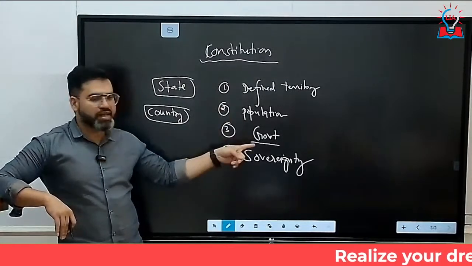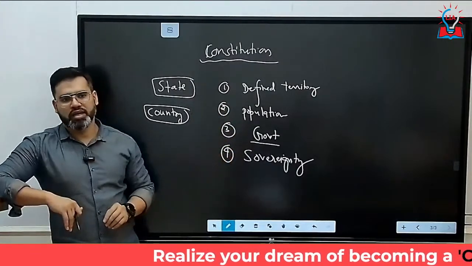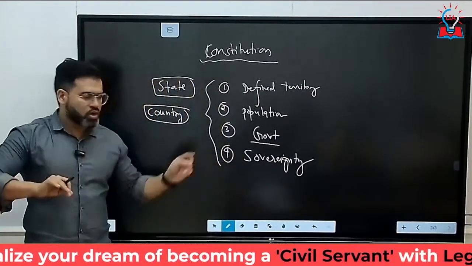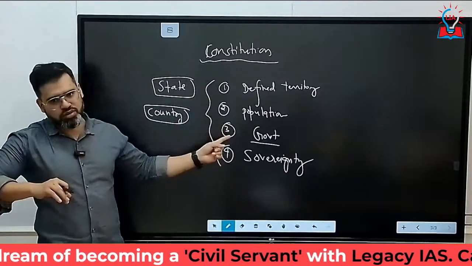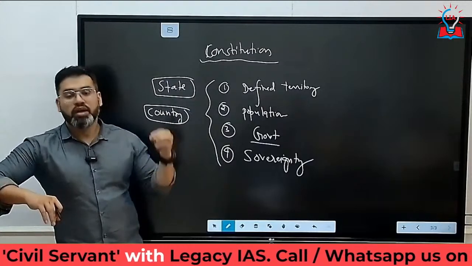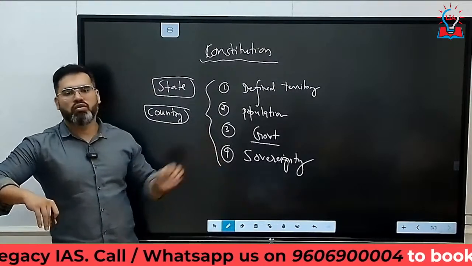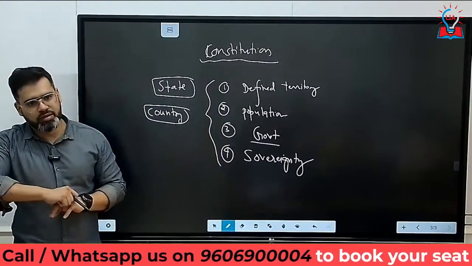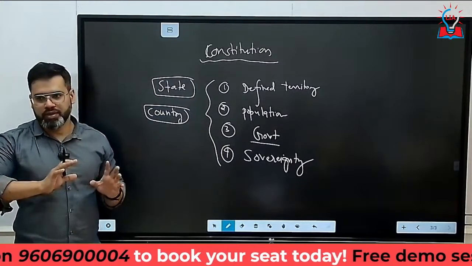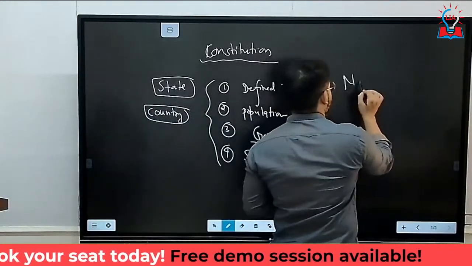So state means defined territory, then population, then government, and then sovereignty. These things should be there. Only these four, not more than four, not a fifth, not less than four. Defined territory, we the people should be there. One government should be there. Another is sovereignty. Clear? These are required for the definition of the state. Clear? Sometimes you have also heard this name, nation.